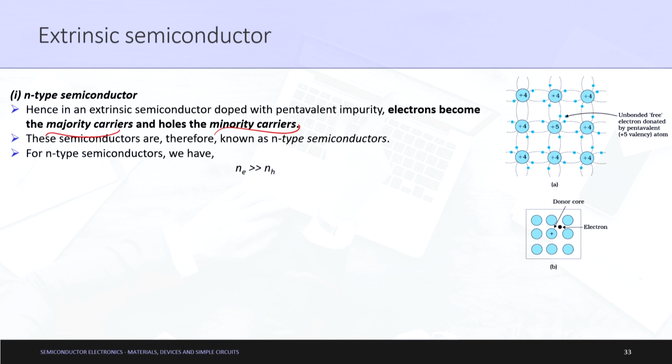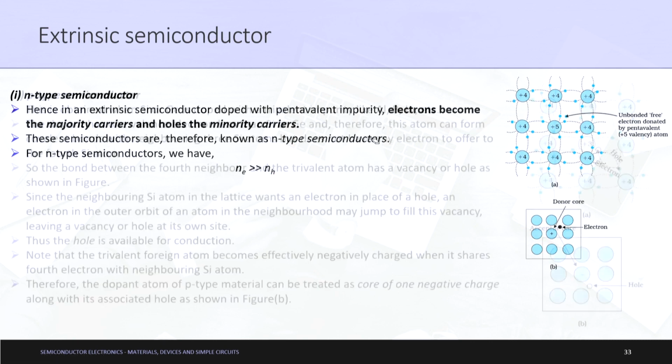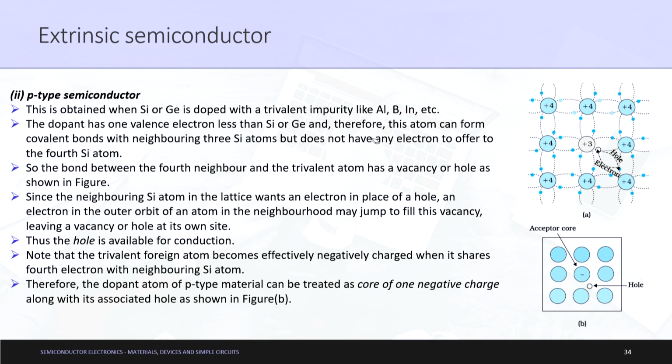So, these semiconductors are therefore known as n-type semiconductors. For n-type semiconductors, we have Ne greater than Nh. Even if you do not remember anything, the one thing you need to remember carefully is that for n-type semiconductors we have Ne greater than Nh. Let us move on to the p-type semiconductors now.